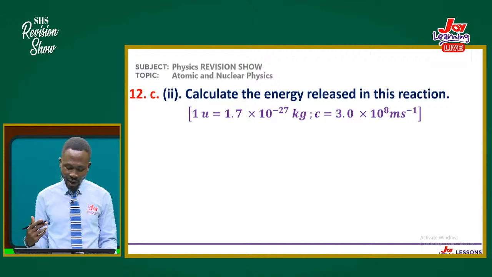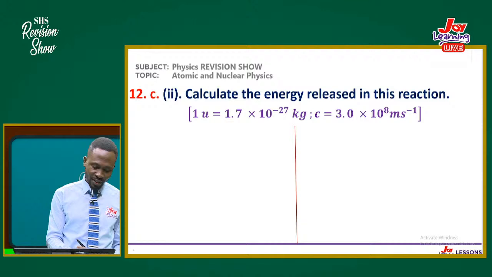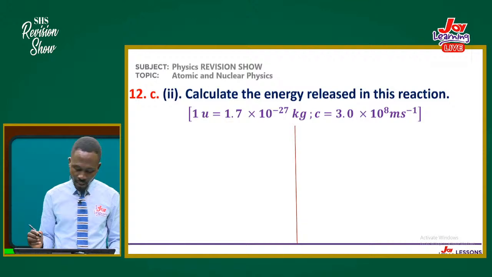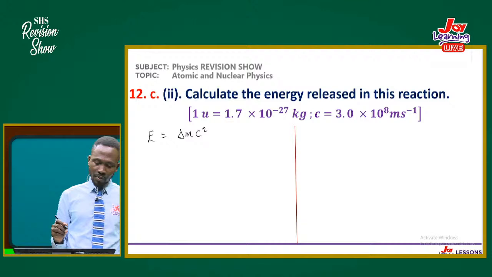We have a mass defect. So we have the mass defect to be change in M. What is the formula I'm going to use for this particular question? The formula that I'm going to use will be E is equal to change in M C squared. Okay, good. We are going to use the Einstein mass-energy equation.